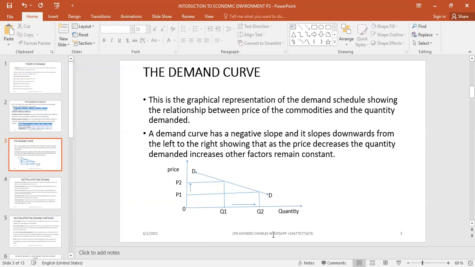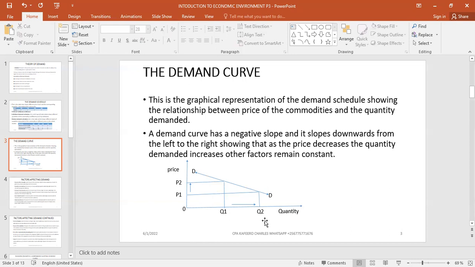This is our left, this is our right. We expect that as the price decreases, the quantity demanded should be increasing. As we are seeing, if the price reduces from P2 to P1, we expect that the quantity should also increase from Q1 to Q2. And that is what we call a demand curve. But it's supposed to be at that level when we keep the other factors that affect demand constant, as we said.